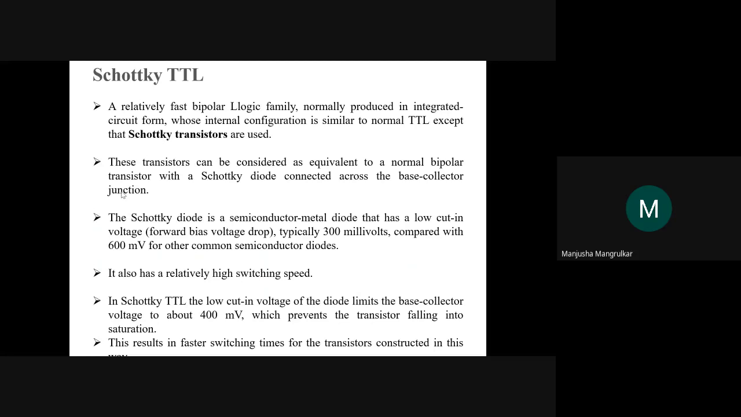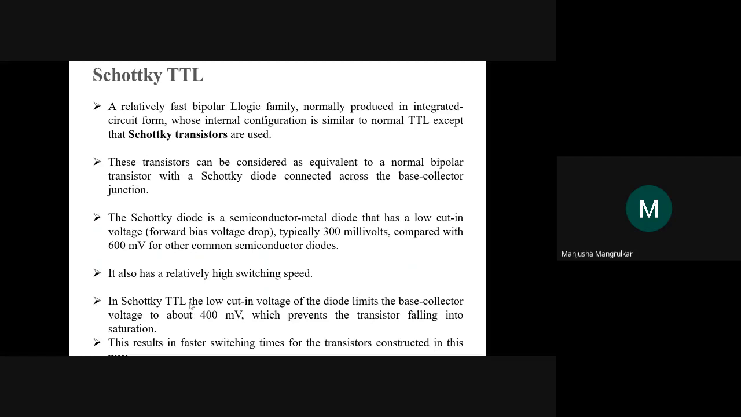Now, what is the Schottky transistor? Schottky transistor means between base and collector it uses the Schottky diode. The Schottky diode is a semiconductor-metal diode that has a low cut-in voltage. Forward bias voltage drop is typically 300 millivolt compared with 600 millivolt. It means it conducts very fast. So that is the beauty of the Schottky diode. It also has a relatively high switching speed. Of course, it is forward biased with only 300 millivolt. It has higher switching speed.